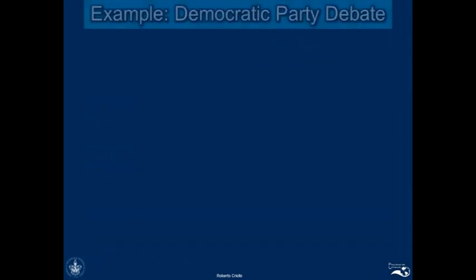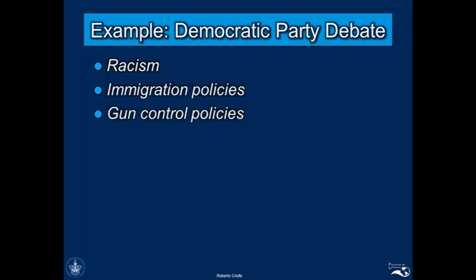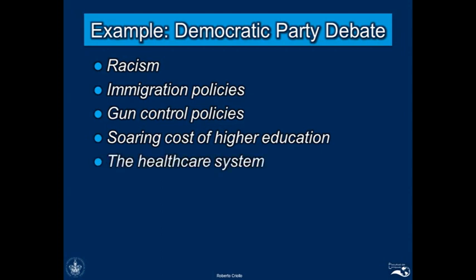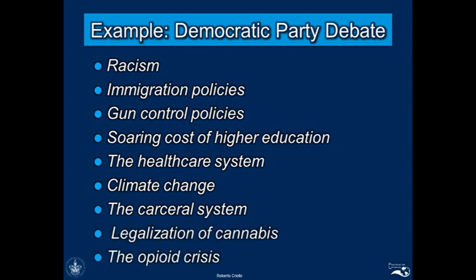I'll illustrate the use of emphatic inversion by showing you an example with people in the Democratic Party. Imagine that there's going to be a debate and all of the candidates are going to talk about different topics such as racism, immigration policies, gun control policies, the soaring cost of higher education, the healthcare system, climate change, the carceral system, legalization of cannabis, and the opioid crisis in the United States.